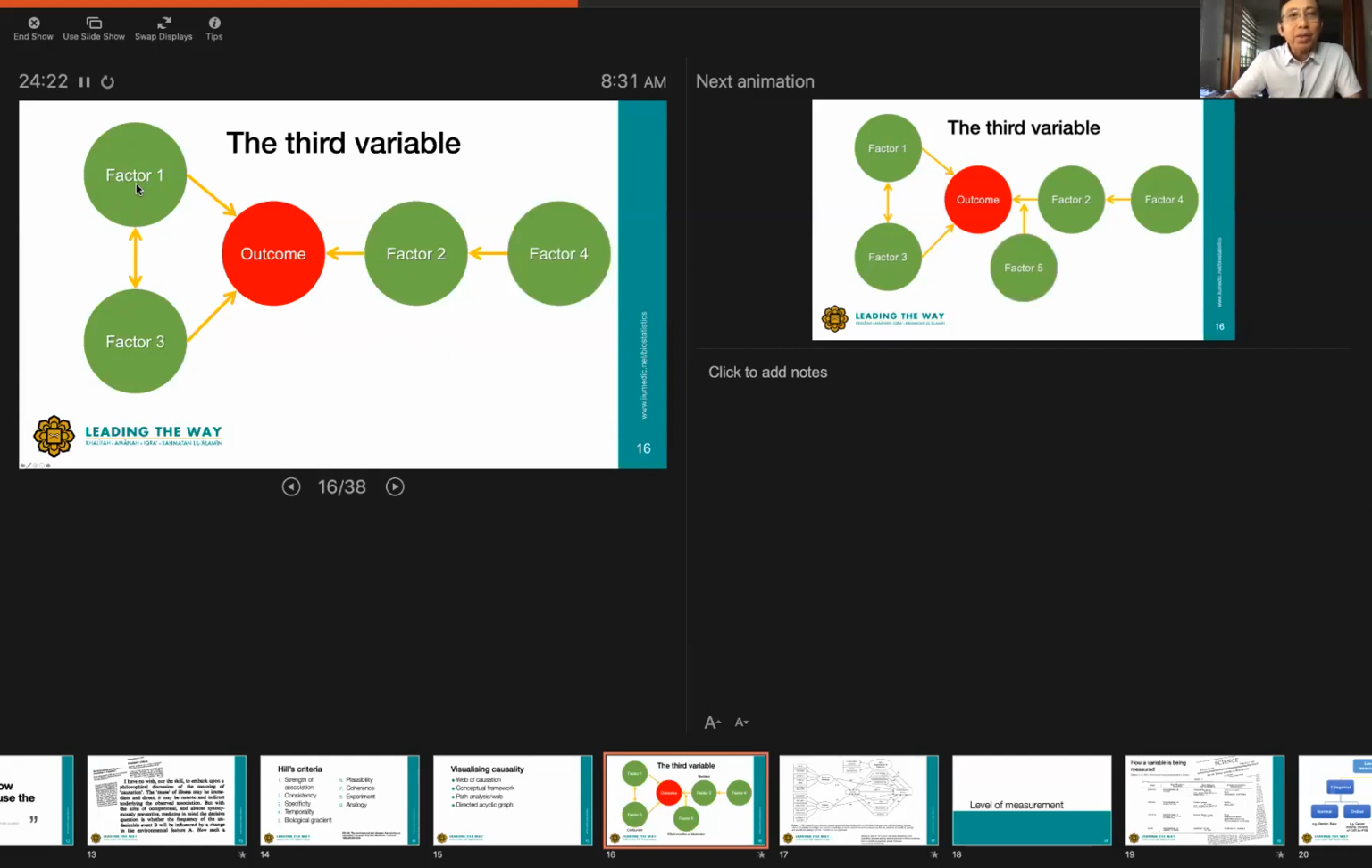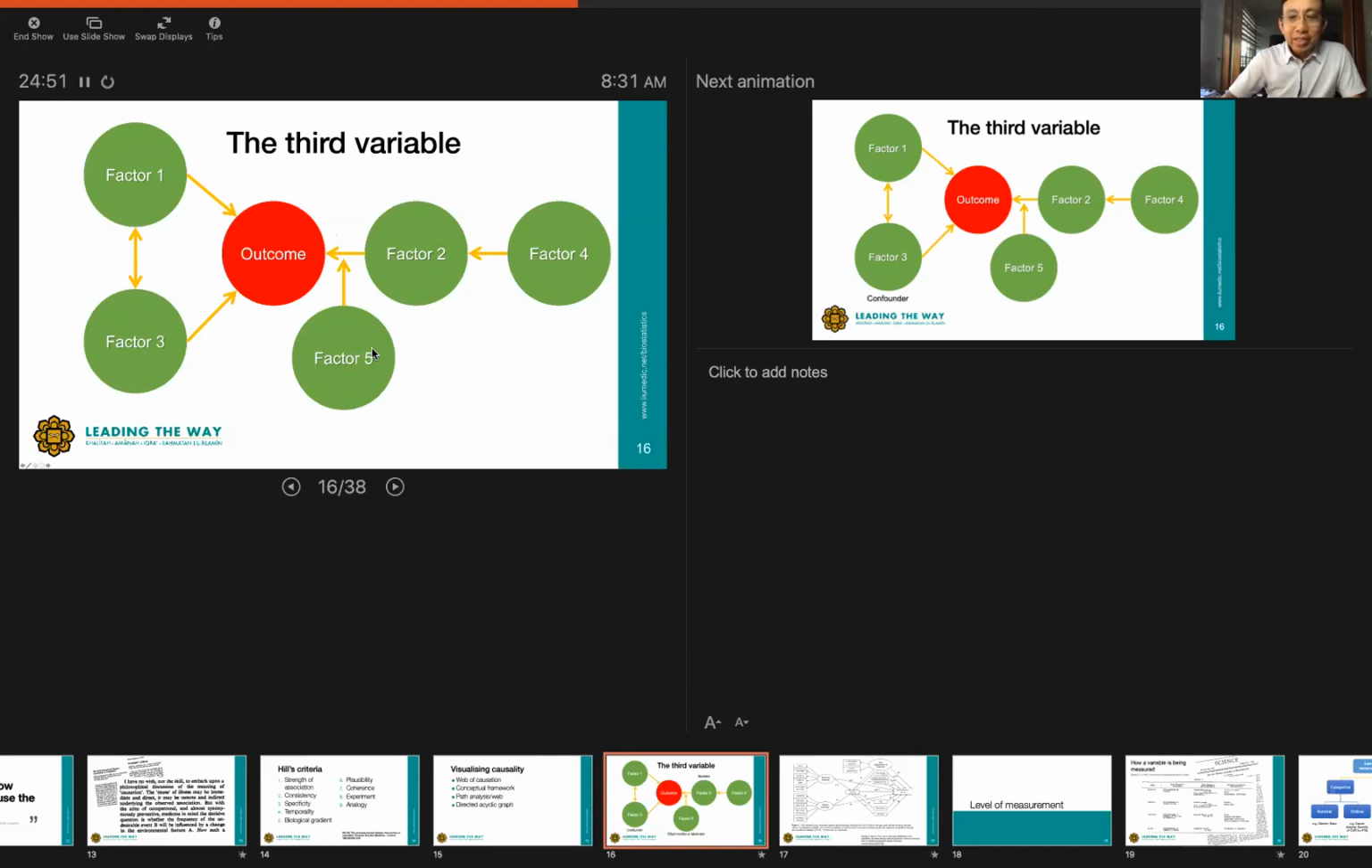Or another example like this one. Even though we are talking about factor 4 here, factor 4 may be related to outcome, but through factor 2. Directly, factor 4 is not related to outcome. Or you can have another situation like this, factor 5. Factor 5 is not affecting outcome directly, or affecting factor 2, like factor 3 affecting factor 1 and outcome. No. Factor 5 is affecting the relationship.